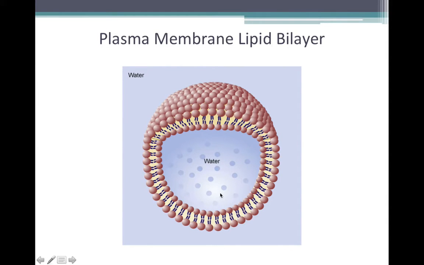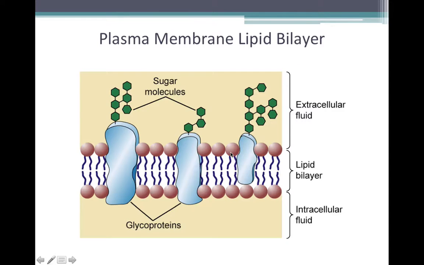Now, the reason why it's water-filled here in the center is that water is actually repelled by the membrane here, so that once water gets trapped inside, it's more difficult for it to leave. It's also difficult for water to just enter the cell through the plasma membrane. Now, water can enter the plasma membrane a little bit because it's kind of small, but for the most part, water is repelled by the plasma membrane on either side, whether it's extracellular or intracellular. Something else we find embedded in the plasma membrane are these glycoproteins, which are used for cell recognition.